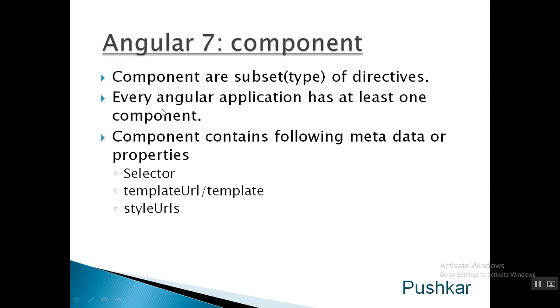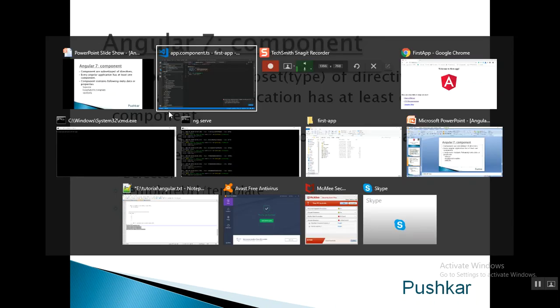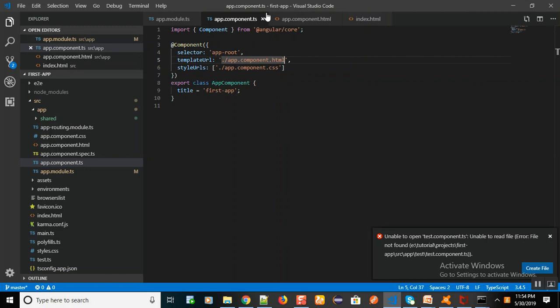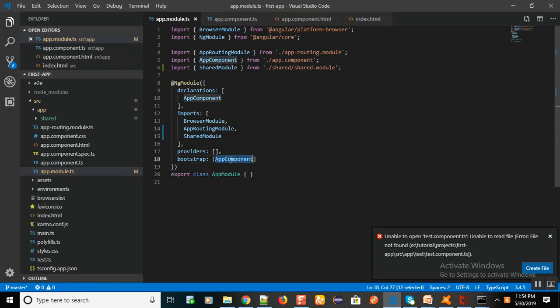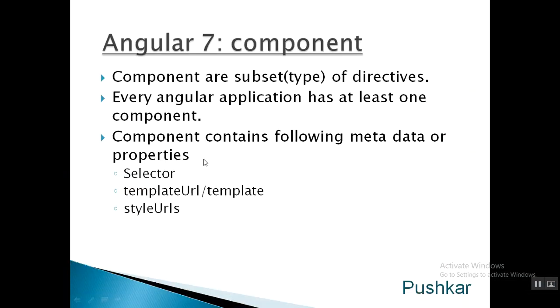Every Angular application has at least one component and one module. As we created this application using the command line, you can see that it has one component, and that is loaded from app.module.ts. Here you can see that app.component is loaded, and it is bootstrapped from the module app.module.ts.